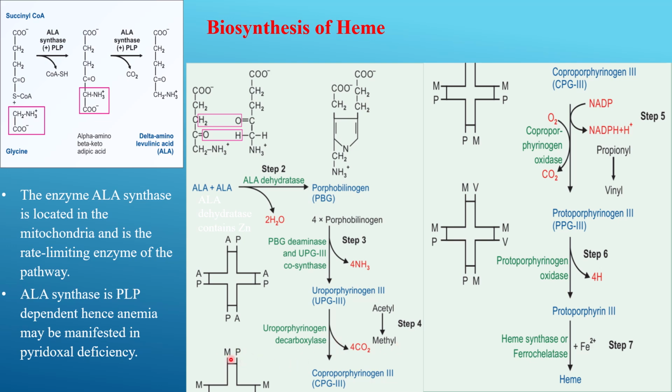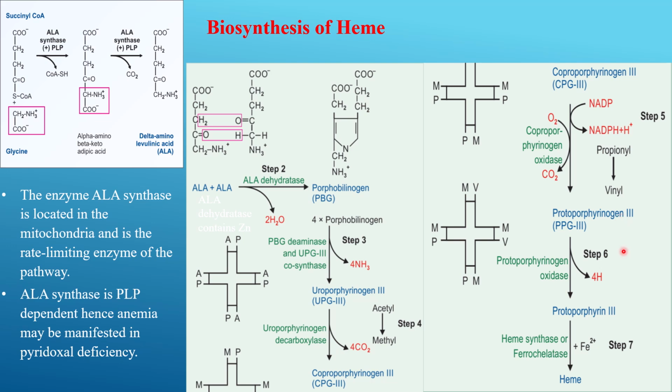We can see here that the acetyl is now converted into the methyl. So it is methyl, propionyl, methyl, propionyl, methyl, propionyl, and propionyl, methyl. This is how it converts into coproporphyrinogen 3. In the next step, coproporphyrinogen 3 is converted into protoporphyrinogen.